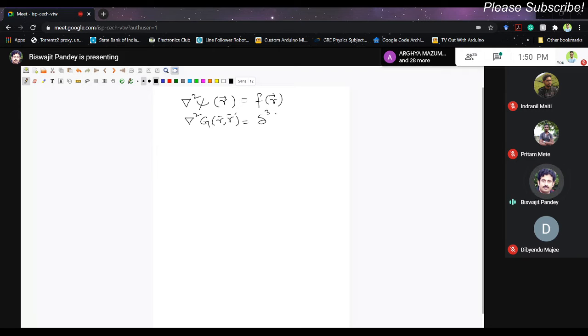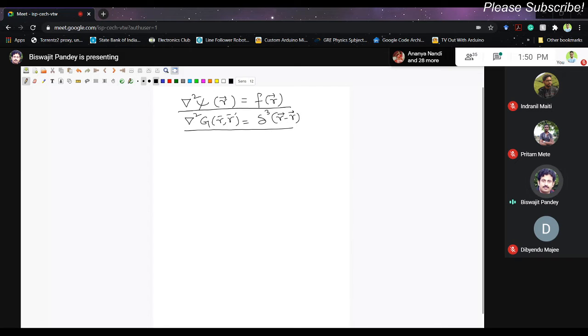So this is the three-dimensional case. So I write delta 3, the delta function of r minus r prime. The equation tells you that if you operate the Laplacian on the Green's function, you get the Dirac delta function. By using this definition, you can write down the solution of this equation.